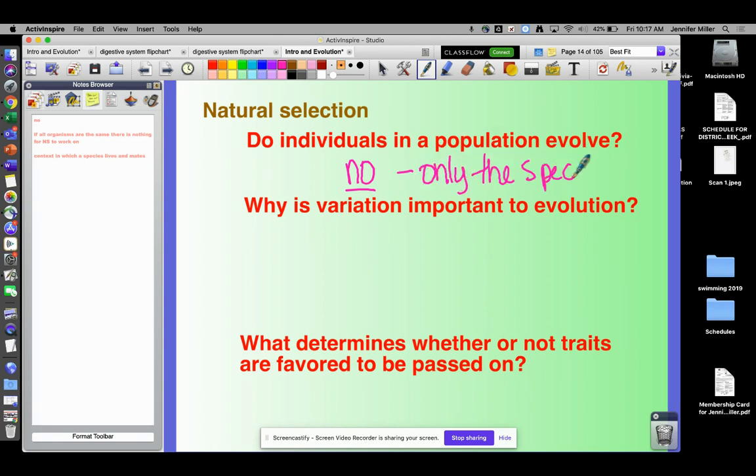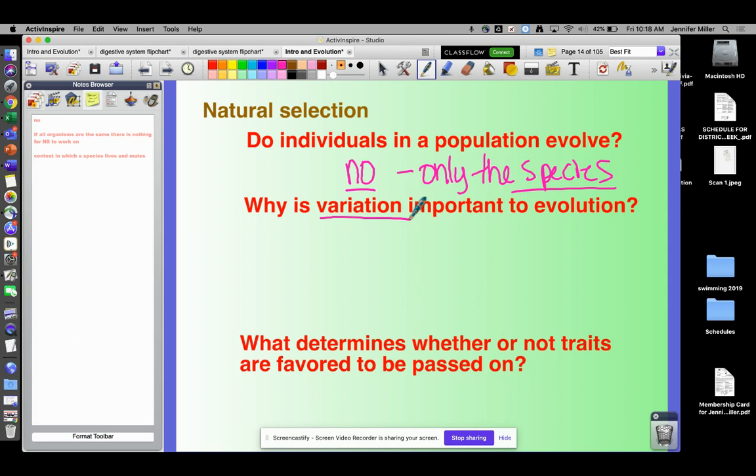So I can't say that one individual is evolving. It has to be the species as a whole. Are beak sizes changing over time? Not just one beak size in one individual, but as a whole. Are their beak sizes changing?